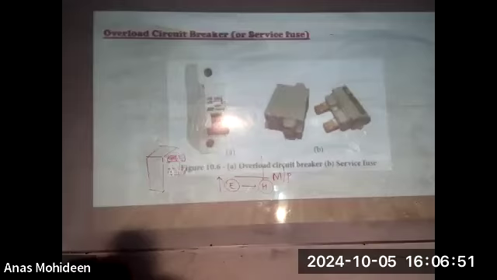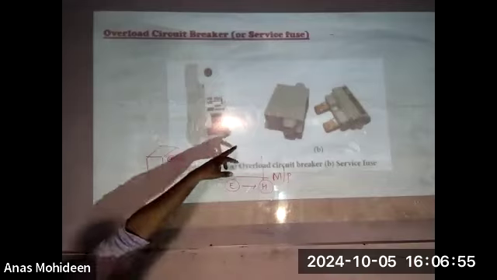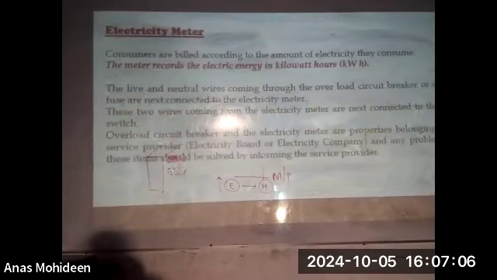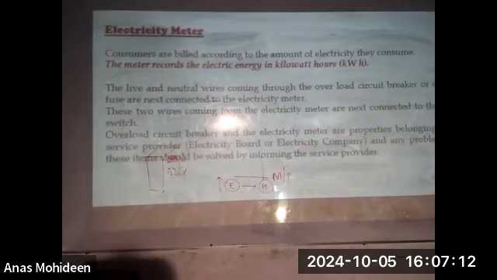This is the service fuse, and this part is what I told you, made up of alloy, and this area is a ceramic mount. It's not made up of metal or something. It's a ceramic mount, so it is kept over there. When it is molten, you have to replace it. That rarely happens. Electricity meter. Underline the function: the meter records the electric energy in kilowatt hours.